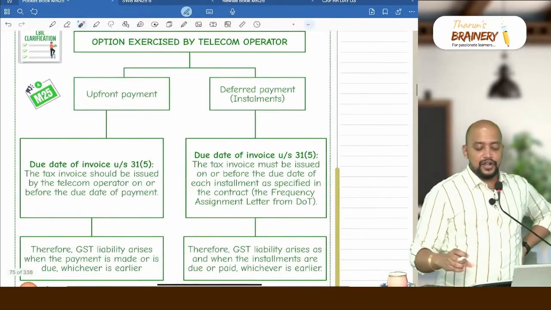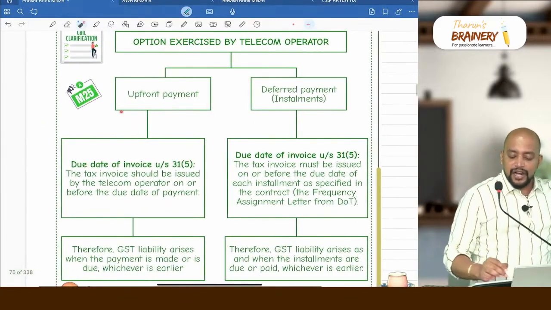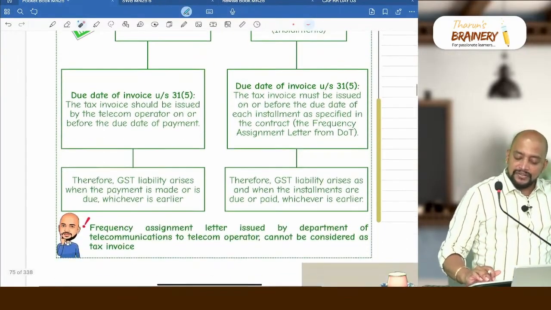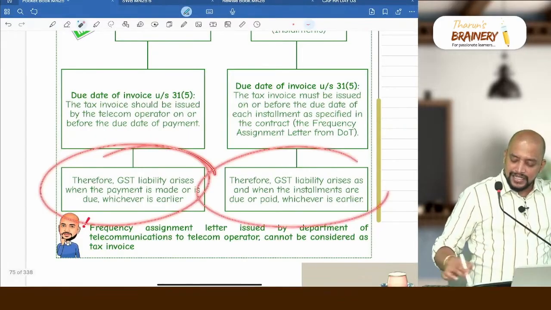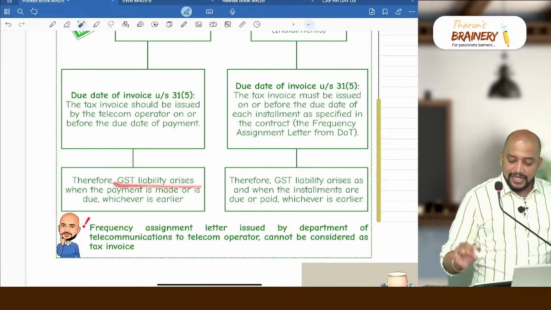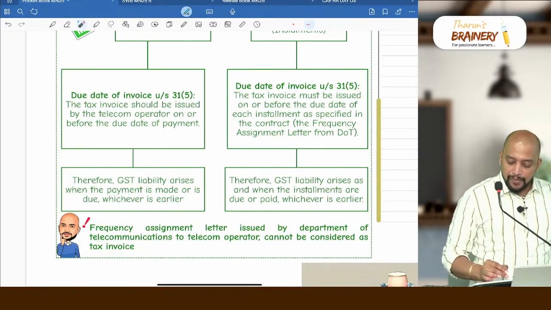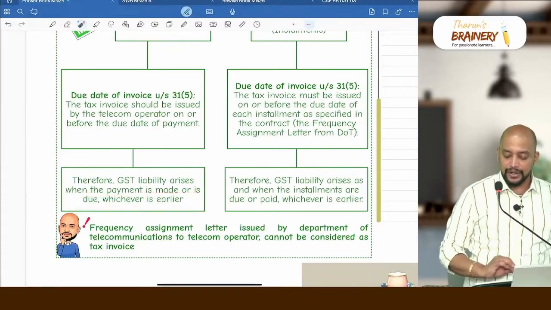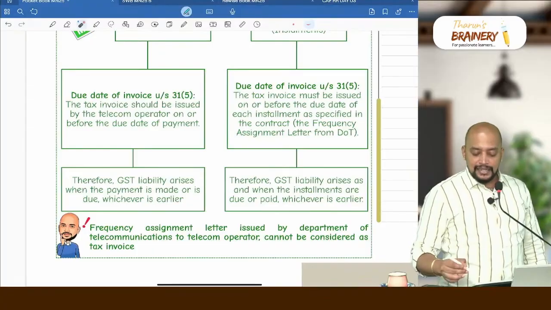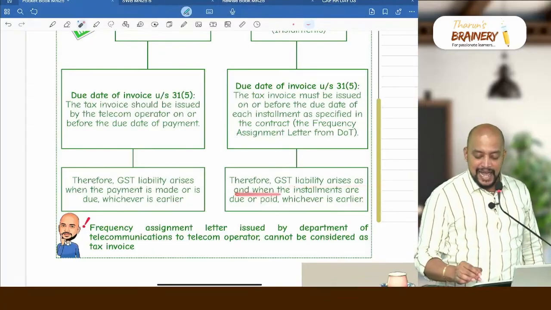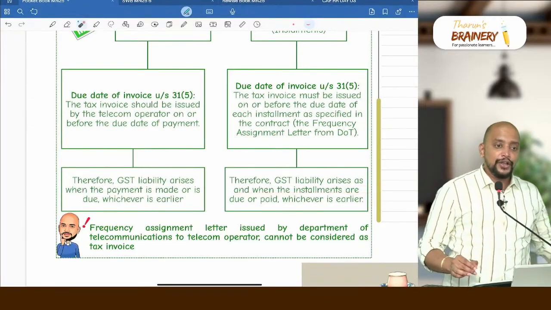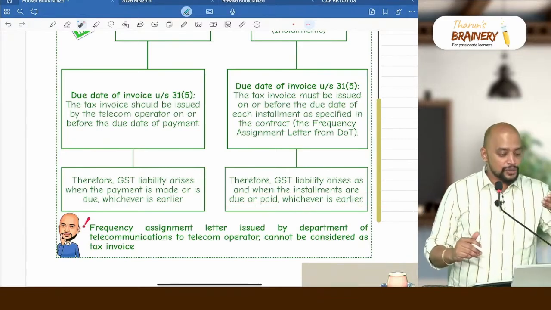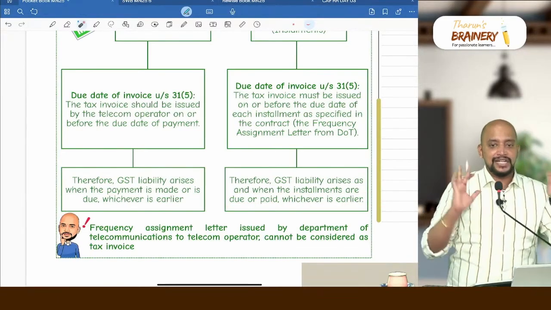Option exercised by telecom operator: either they can go for upfront payment or they can go for deferred payment. And whatever the case may be, you need to read this box. That's it. GST liability arises when the payment is made or due, whichever is earlier. Okay. And so in this case, GST liability arises as and when the installments are due or paid, whichever is earlier. Simple. Whenever it is due or whenever we are paying, whichever is earlier.